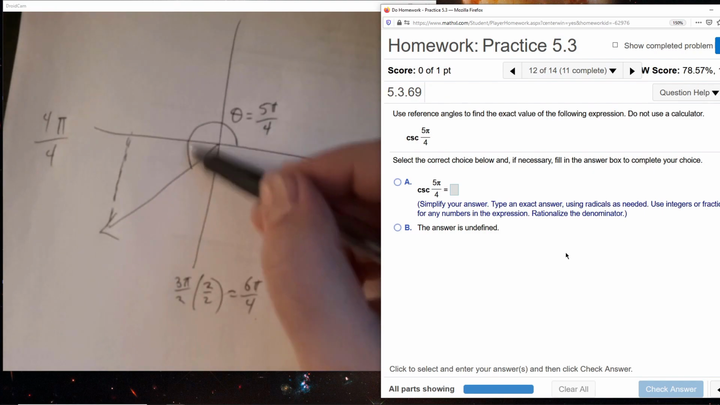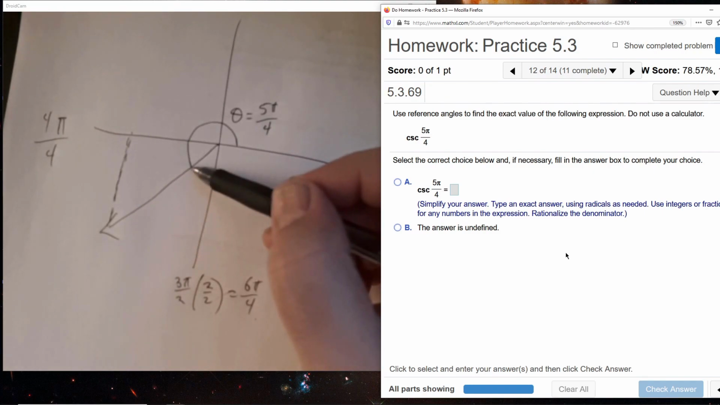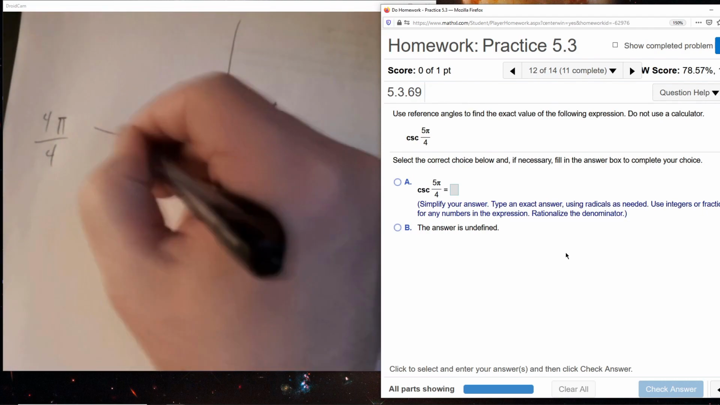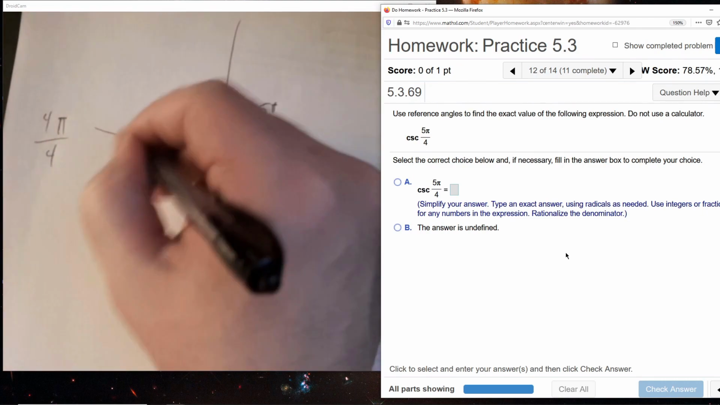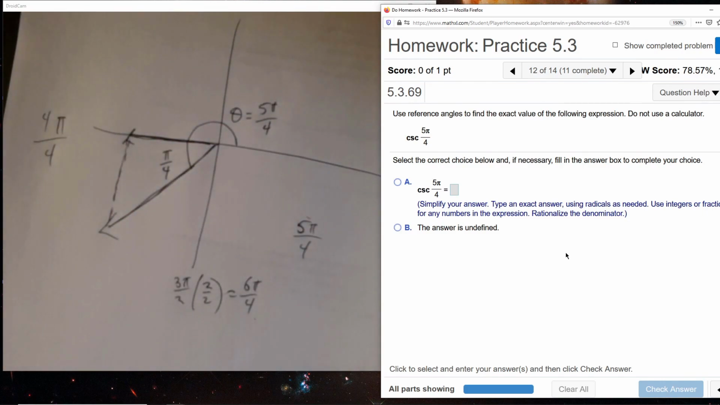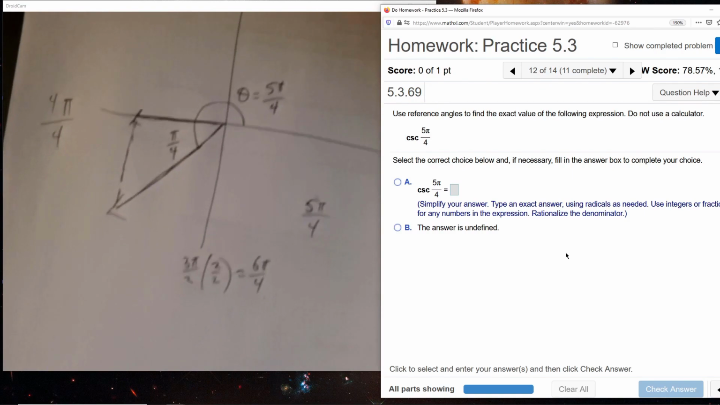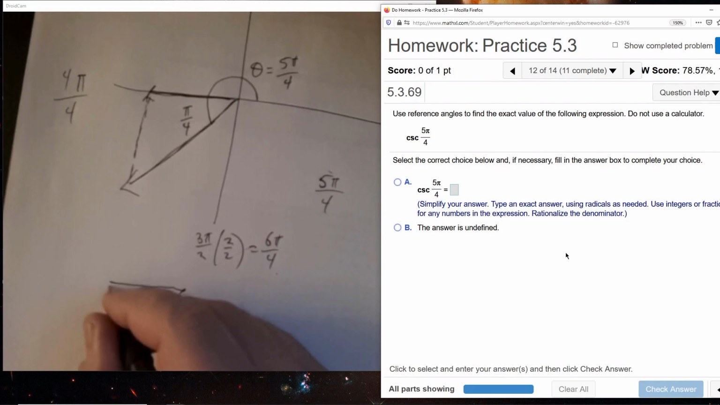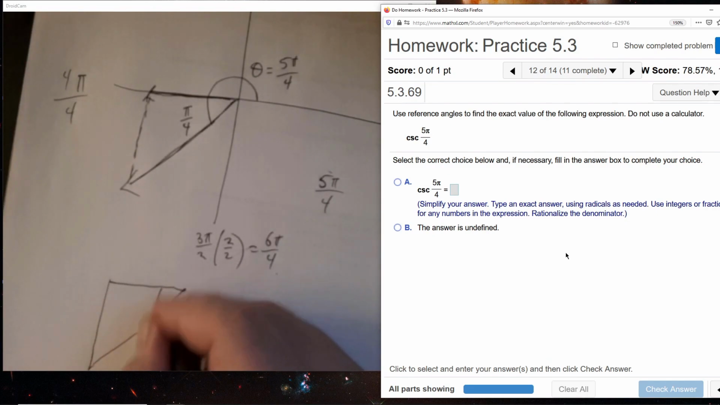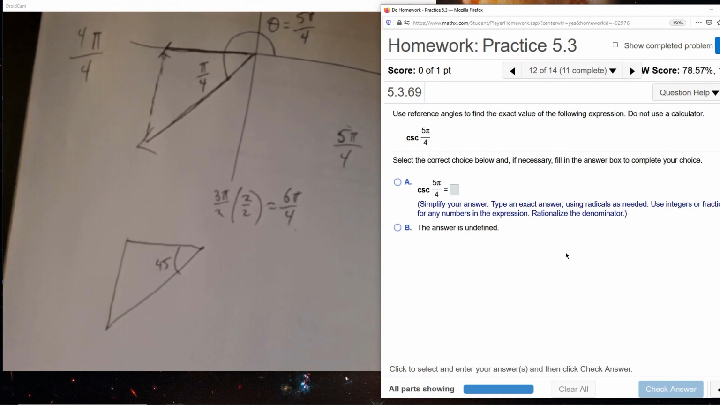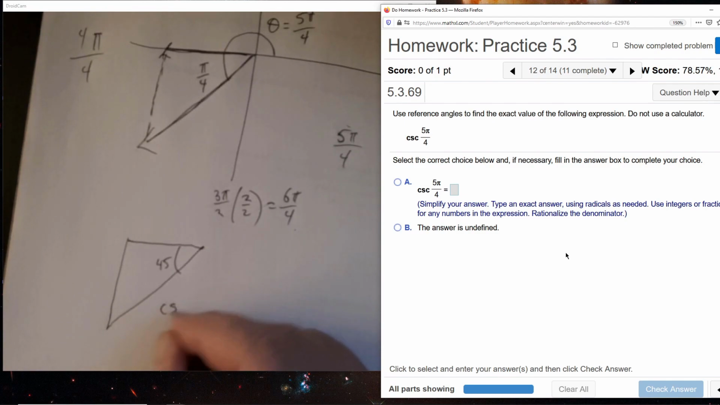And if this is 5 pi over 4, and this is 4 pi over 4, means the difference here is pi over 4. That is our picture then. So pi over 4 is 45 degrees. And we're being asked for cosecant.